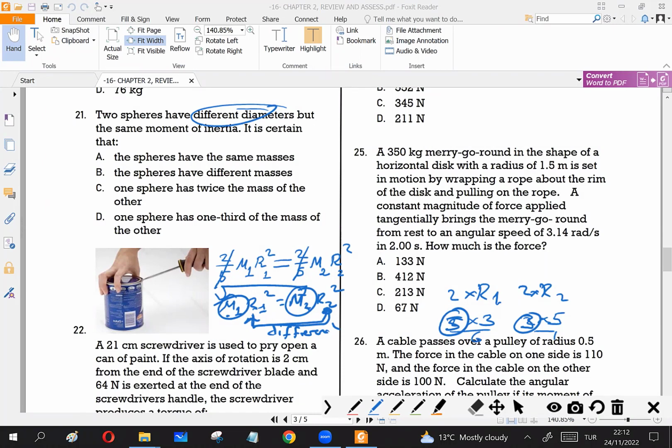Then let's continue with this. The spheres have the same mass: impossible. The spheres have different mass: must be. One sphere has twice the mass: maybe yes, maybe not.